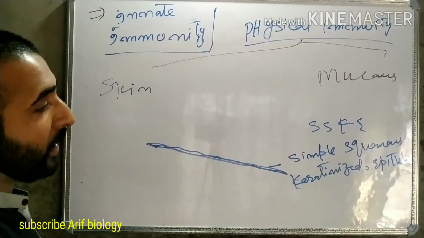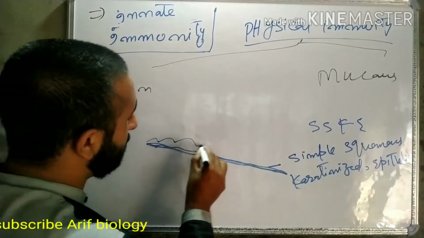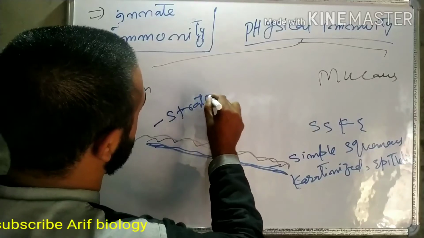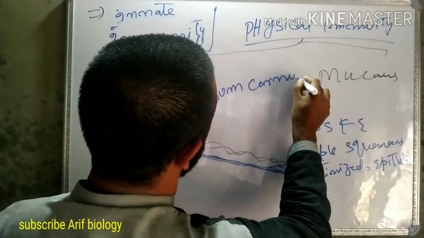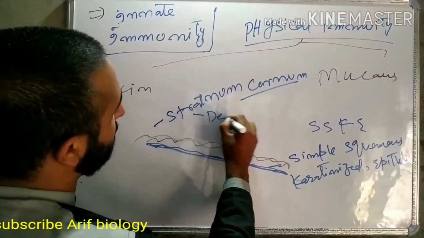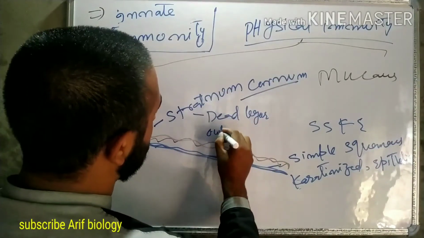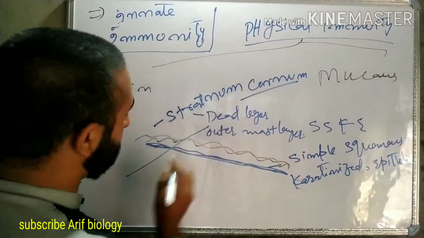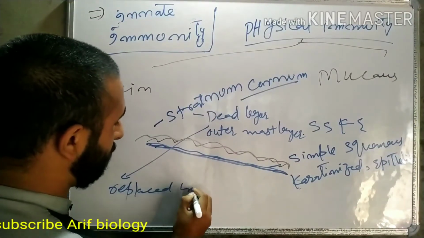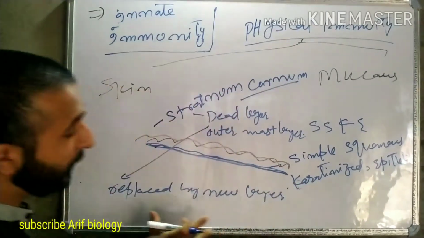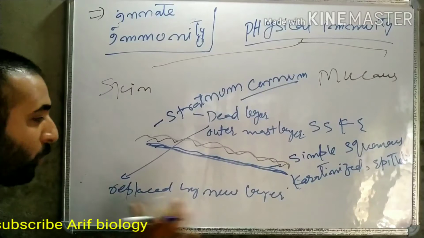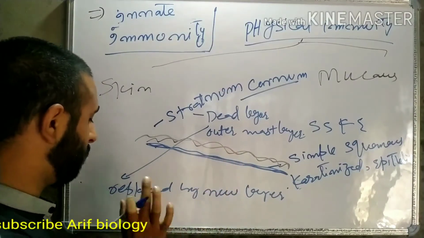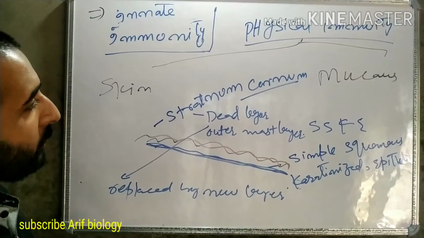Now, this simple squamous keratinized epithelium has another layer which is a dead layer. We call it stratum corneum. It is a dead layer and the outermost layer. Another feature about this stratum corneum is it's always replaced by a new layer. When it gets dead, the older stratum corneum is shed and is replaced by another new layer. Now, this layer protects us.